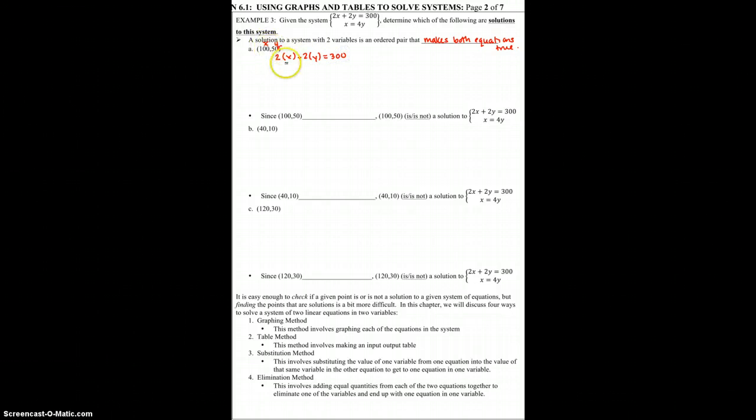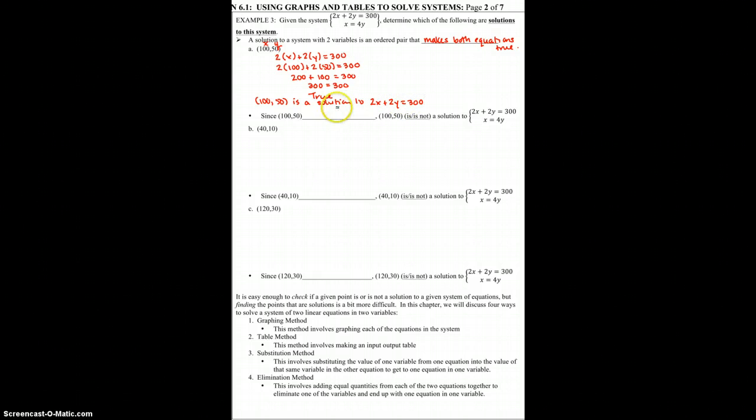And so in place of x, we're going to put 100. And in place of y, we're going to put 50. We're going to see if those values make our equation true. So 2 times 100, we get 200. 2 50s is 100. And so we get 300 equals 300, which is a true statement. All right, so this tells us that the point 100, 50 is a solution to this equation, to 2x plus 2y equals 300.